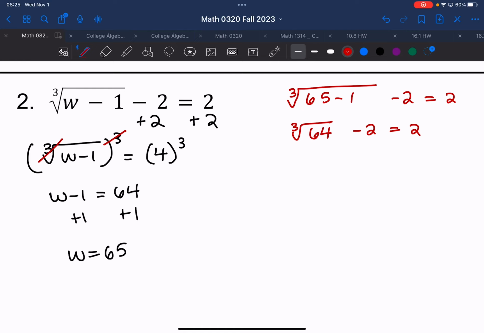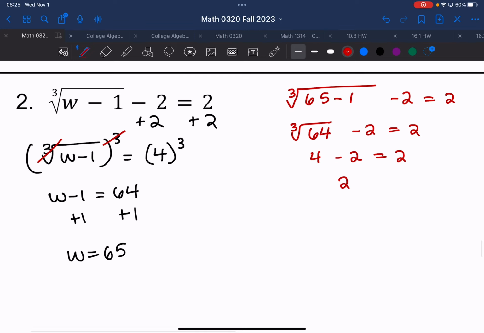Cube root of 64, you could do that on your calculator, and you will get 4. So I have 4 minus 2 equals 2. 4 minus 2 is 2, so 2 equals 2. Is that true or false? True. So that means that w equals 65 is my answer. If I would have got a false statement, then I would say that there are no solutions. No solution.